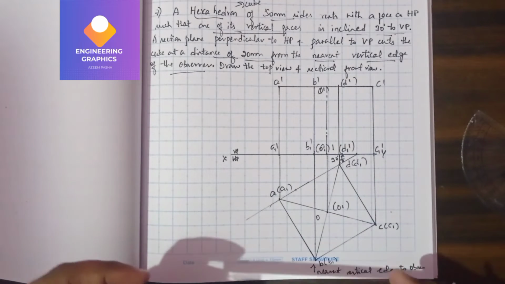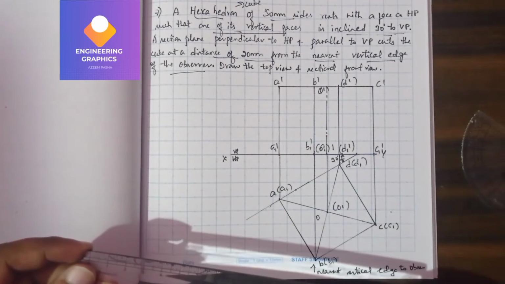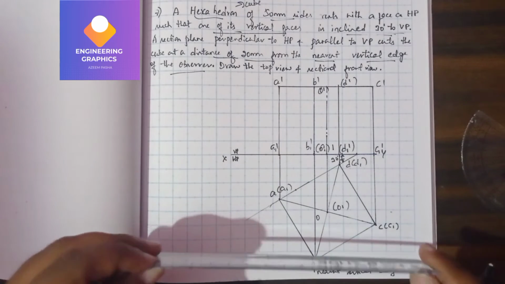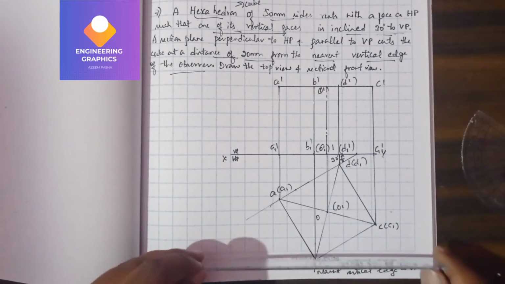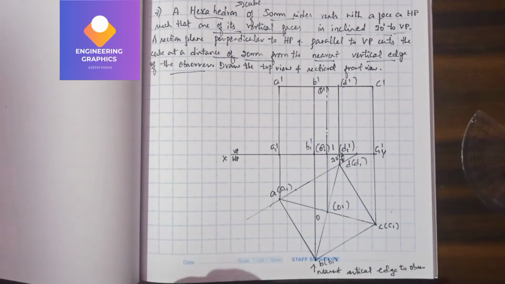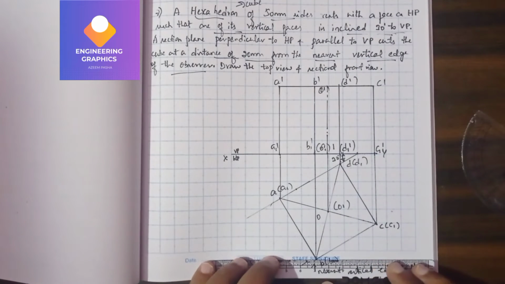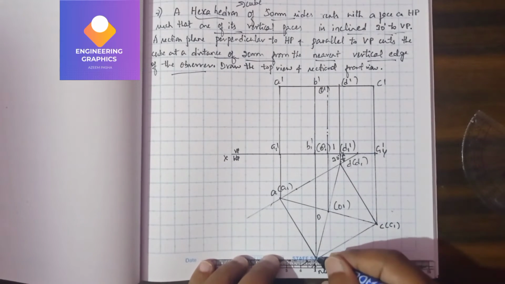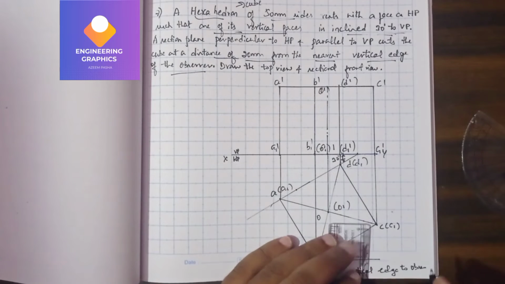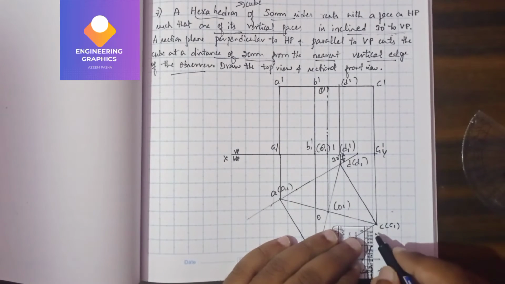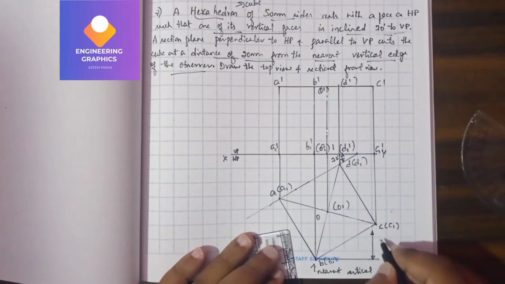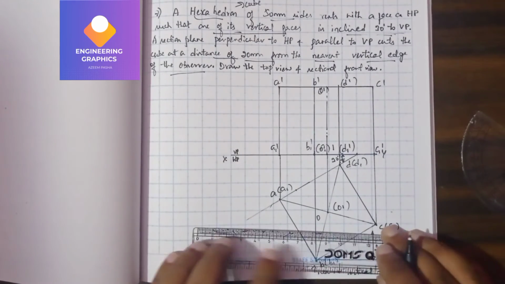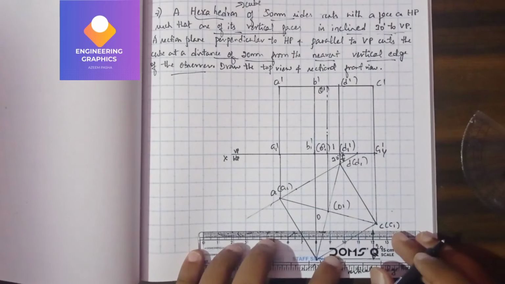So here the cutting section plane will be perpendicular to HP and parallel to VP. So it is cutting like this. We should consider a distance of 20 mm from here. For that I'll be drawing one horizontal line here. Here I'll consider 20 mm for showing the dimension. So this is 20. So here I am going to draw a section plane.